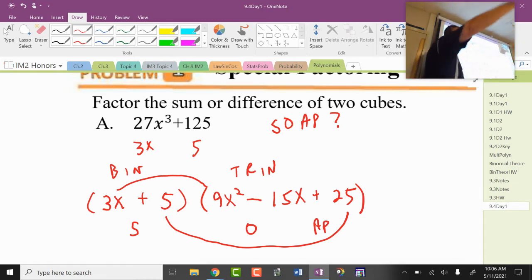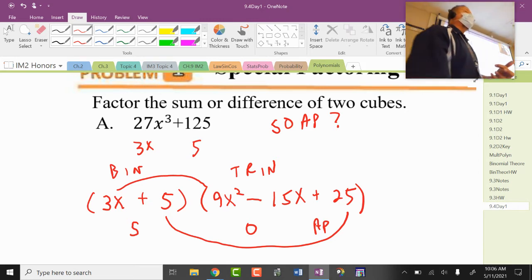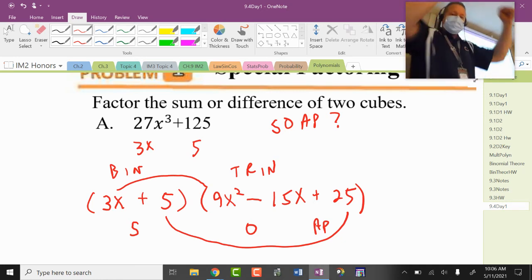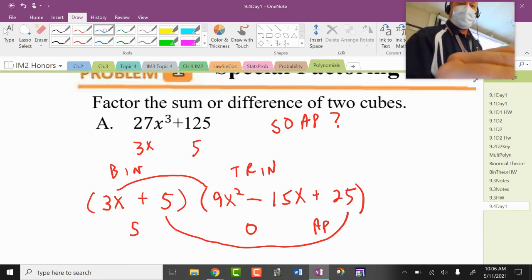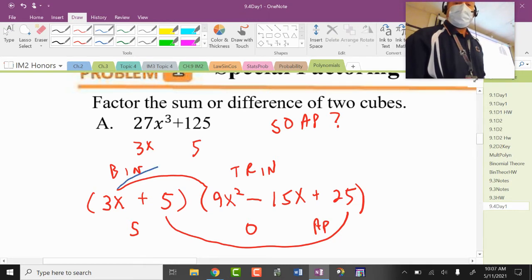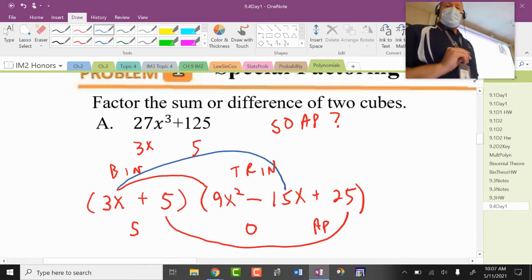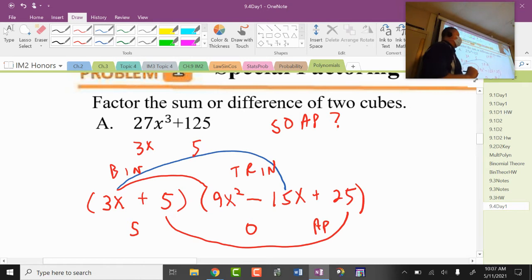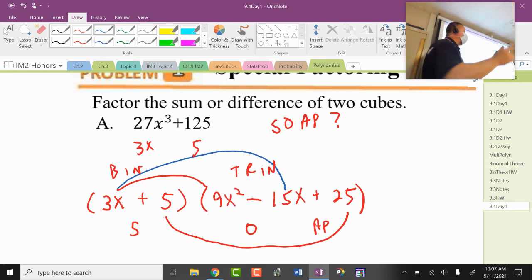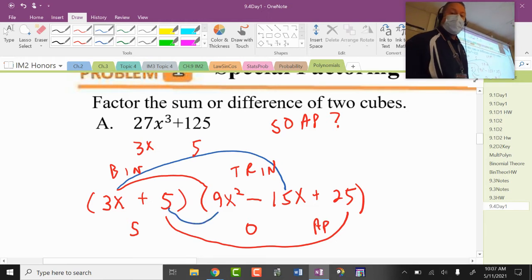Lo and behold, it's what? 125. Good FOILer, say it. This is why we say it. Your answer has to make sense. You're doing the opposite of multiplication. So to check your answer, you multiply. All right? Okay, let's get different colors here. And then let's watch what happens with the other stuff. What's 3x times negative 15x, just for giggles? Negative 45x squared.